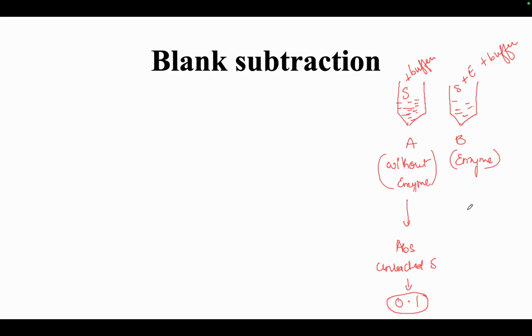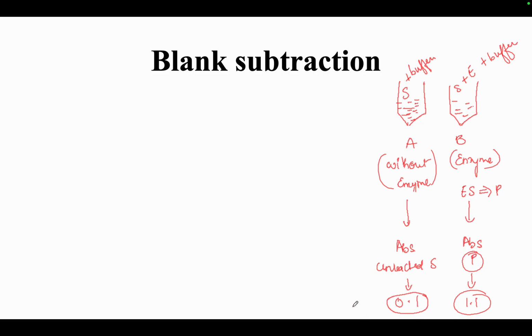And with the enzyme, there would be an enzyme substrate reaction and formation of some product molecule, and that product is giving us a higher absorbance, like 1.1. So this 1.1 absorbance is because of the enzyme substrate reaction, and this reaction is giving us some product, and that product is giving us a higher absorbance.